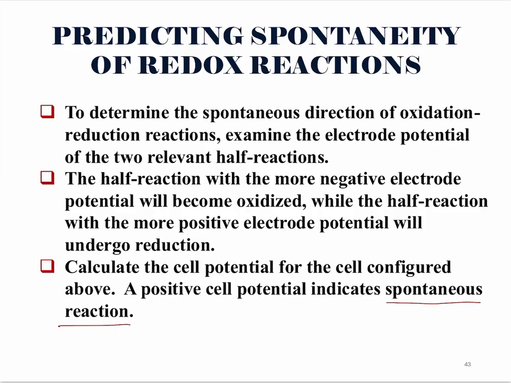So if we move from high potential to low potential, that corresponds to a positive overall cell potential, right? And we're moving from the anode to the cathode.